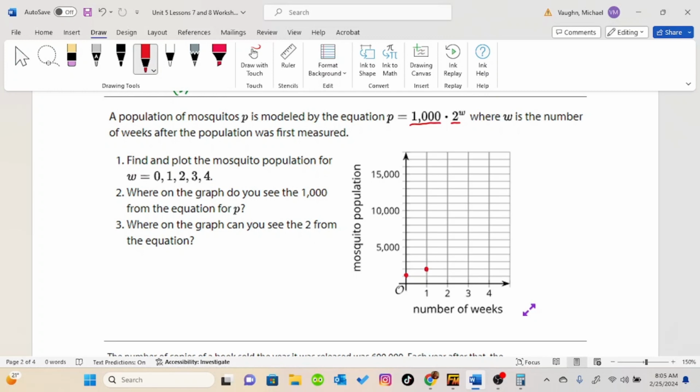A week later, we are going to double from 2,000 to 4,000. A week later, we are going to double from 4,000 to 8,000. And a week later, we are going to double from 8,000 to 16,000. So now we have our graph.